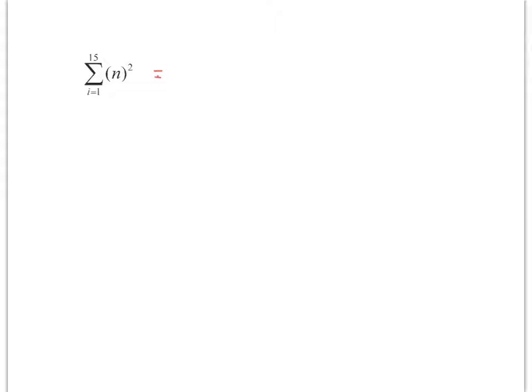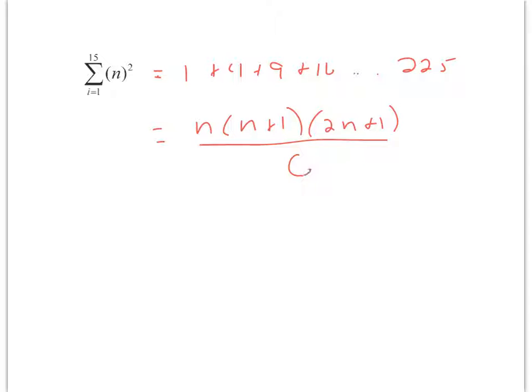Okay, you guys can try this one, but remember, we're going to add now n squareds all the way up to 15 squared. So 1 squared plus 2 squared plus 3 squared plus 4 squared, all the way up to 15 squared, which we know is 225. So there's 15 terms. You're going to use the formula. So the n squared power series is equal to n times n plus 1 times 2n plus 1 divided by 6. Go ahead and stop the tape and give it a go.